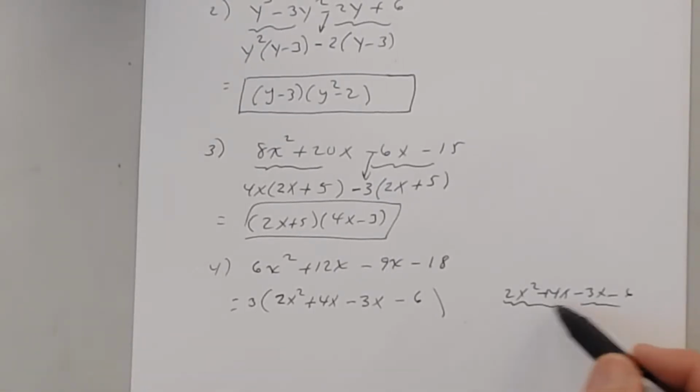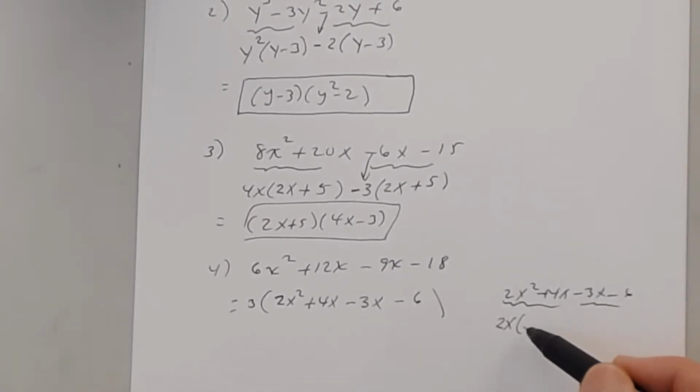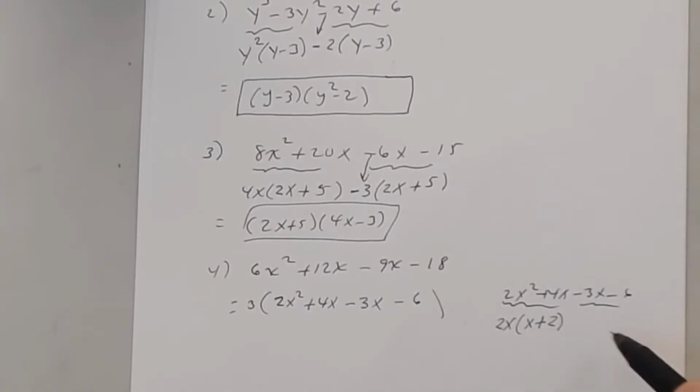From the first group, what's the GCF? 2x times what? 4? x plus what? No, 2x times 4 is 8x. 2, right? 2x times x is 2x squared. 2x times 2 is 4x.